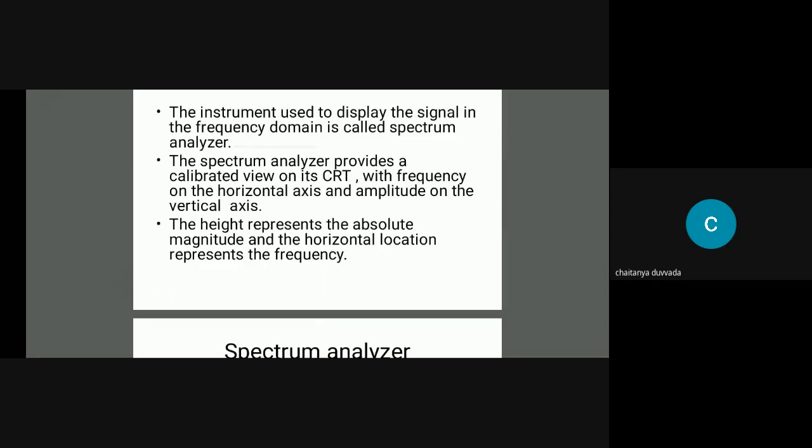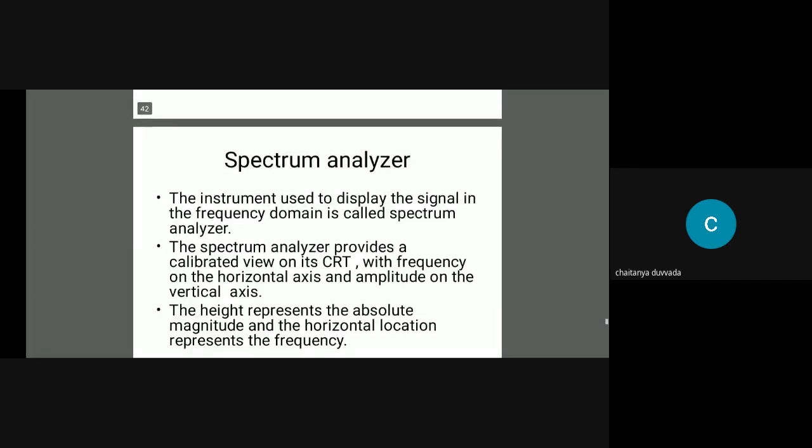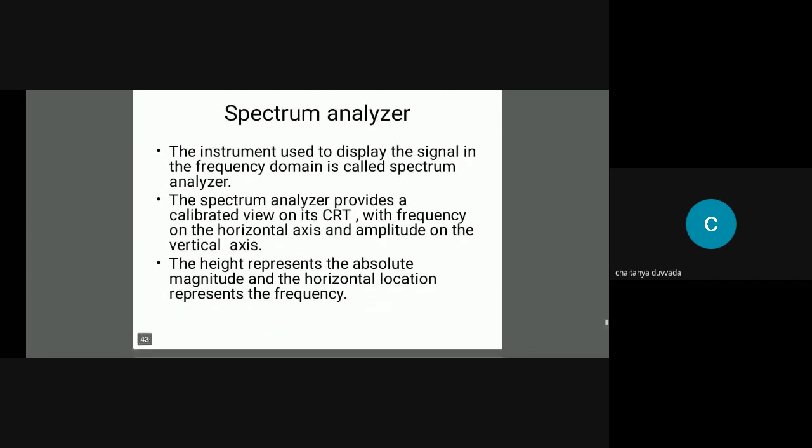So how do we find the amplitude of a particular signal on the CRT? It is based on the vertical axis, on how many blocks are there. Based on this block count, we have to find the amplitude. Similarly, just as we calculate the frequency or time period based on the horizontal lines, we have to count those boxes to calculate the frequencies. So this is the spectrum analyzer instrument.